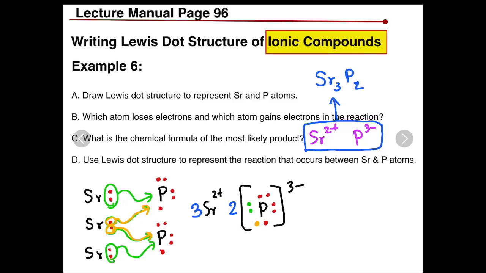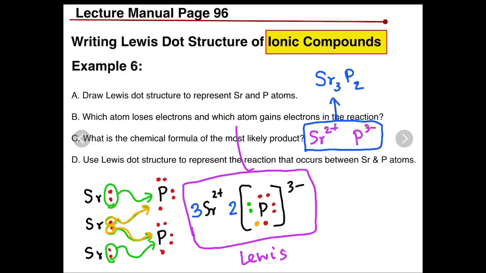So that means the Lewis structure that represents the ionic compound derived from the reaction between strontium and phosphorus atom would be this one right here. This is the Lewis structure that represents this ionic compound. Okay, so that's what it means. So this is going to answer number D for us.